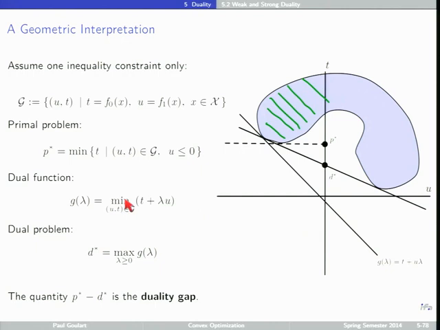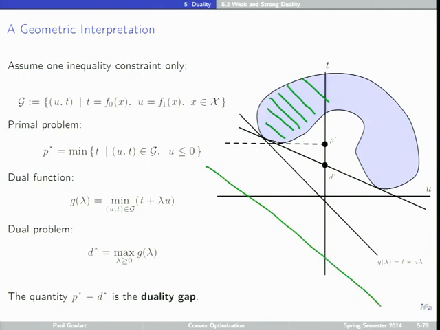Now I can say, what about the dual function? Can I think about the dual function in these terms as well? So now the dual function says, take some value lambda, and think about a line that has slope minus lambda. So here's some minus lambda.